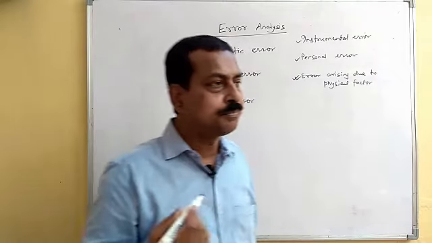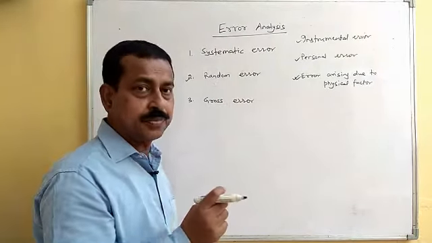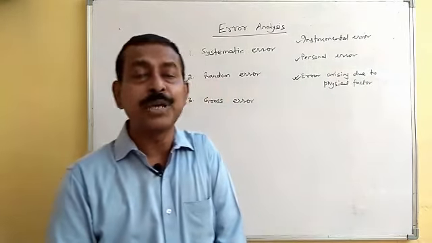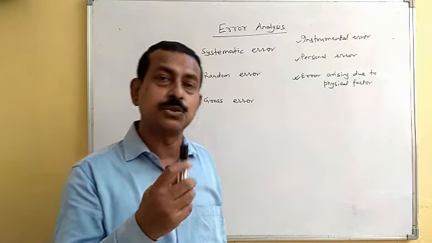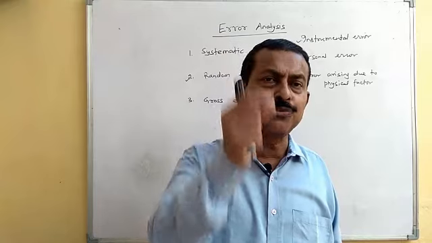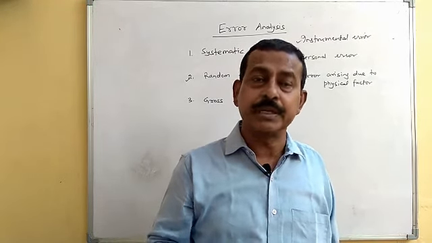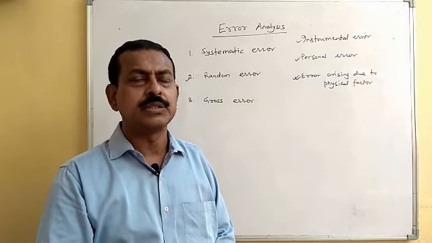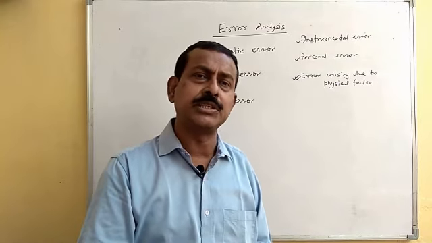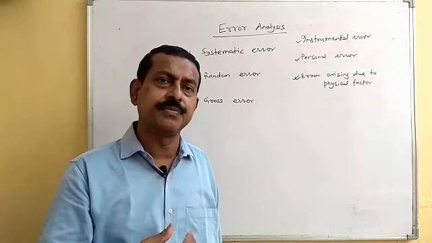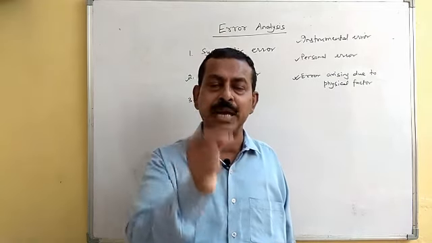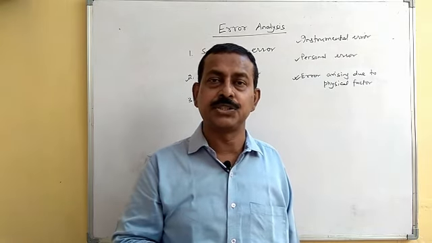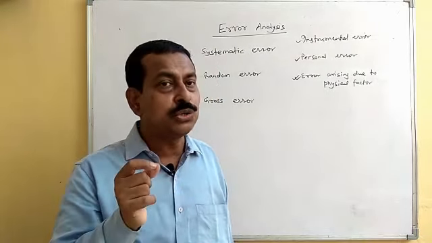Suppose you have a wire and you want to measure its diameter. We are assuming that its diameter has the same value at all points, that means it is a uniform wire. But it is possible that when it is being manufactured or casted, the diameter may not have the same value at all points. It is not having uniform cross section.